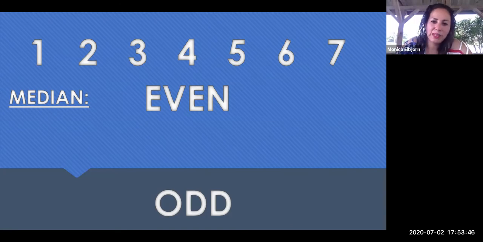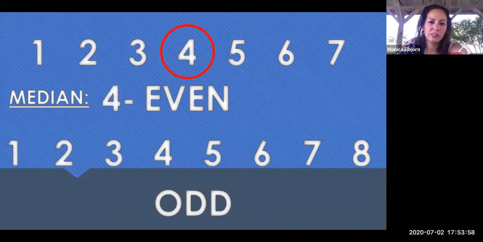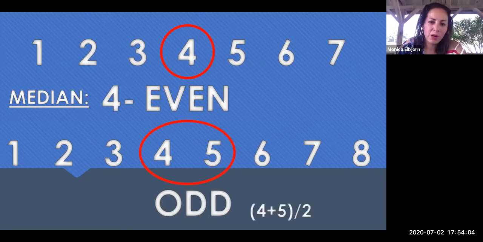4, very good, Ramaya. And then on this one? So the one at the top, it was even, so it was easy to identify that it's a 4. But what about if we have 2 numbers that are in the middle? So we add them up and say 4 plus 5, that's 9 divided by 2, that's 4.5.